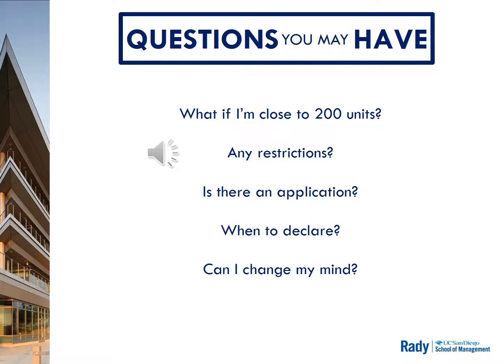When is the best time to declare? So I suggest in your junior year. There's no downside to declaring early. You can always delete the minor. So the last question is, can I change my mind? Yes, you can delete the minor if you want to. So transfer students and incoming freshmen won't be able to declare until the fall quarter starts, but students won't be able to declare after they apply to graduate.